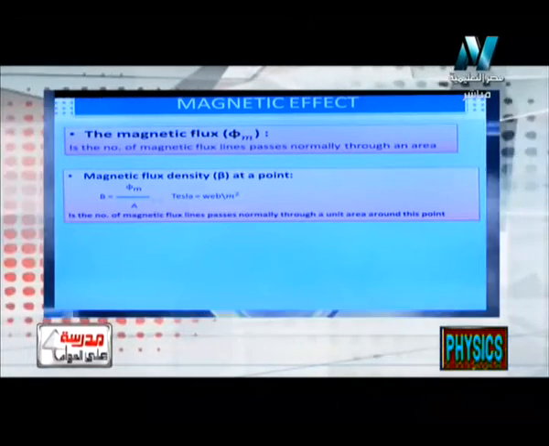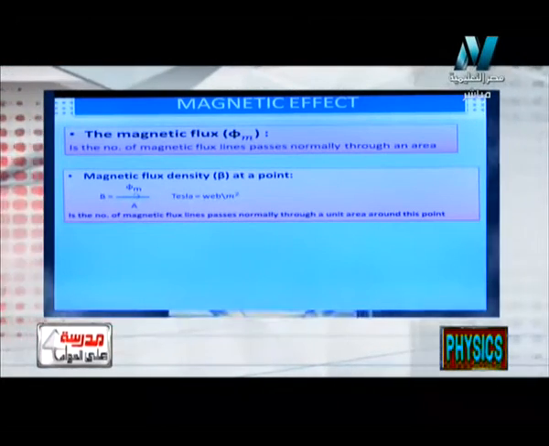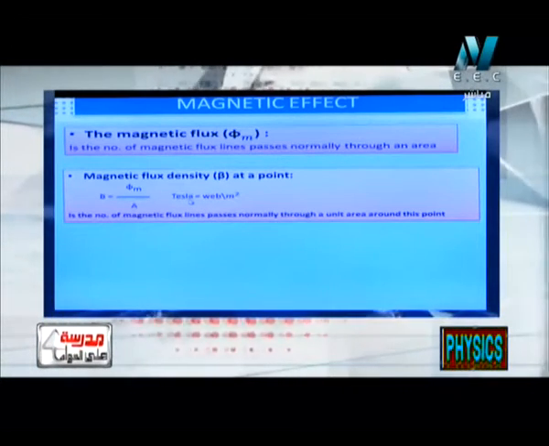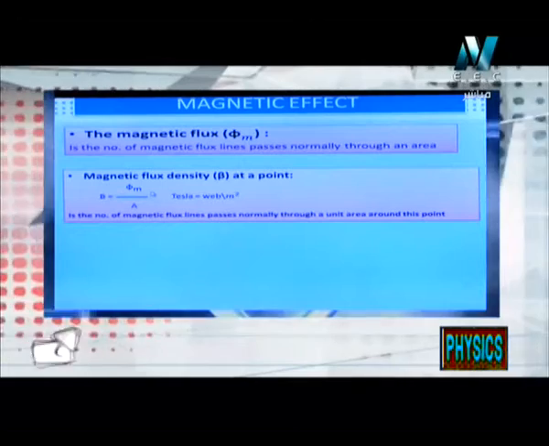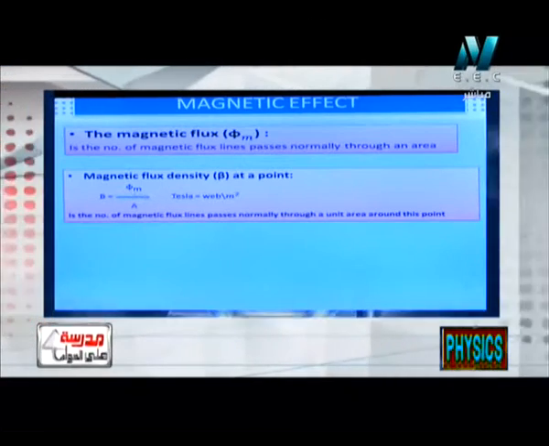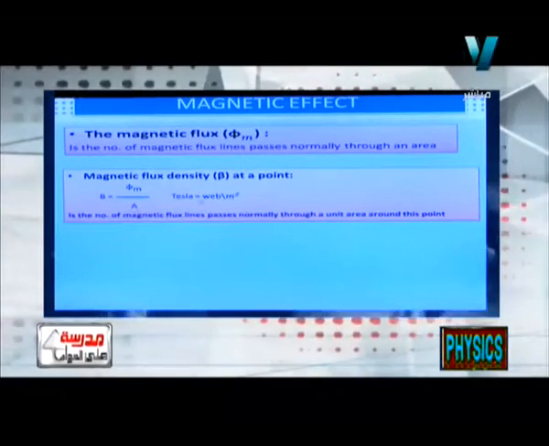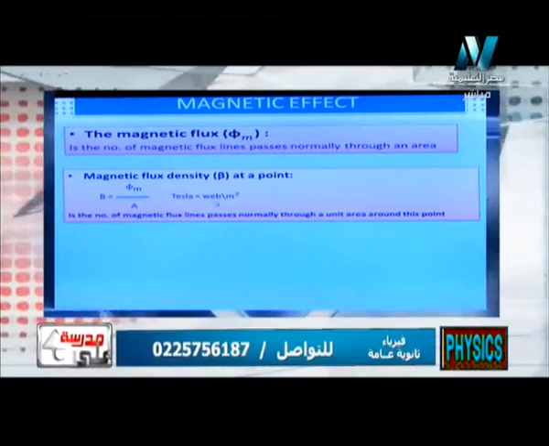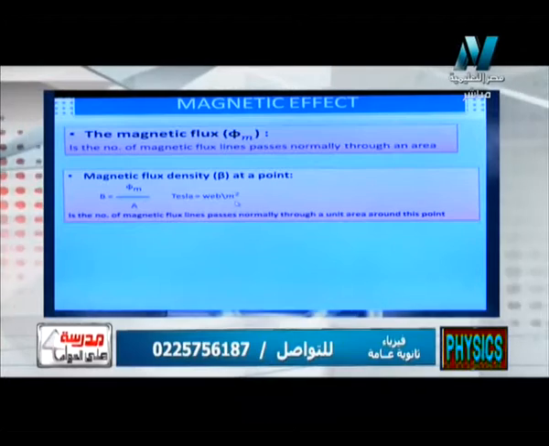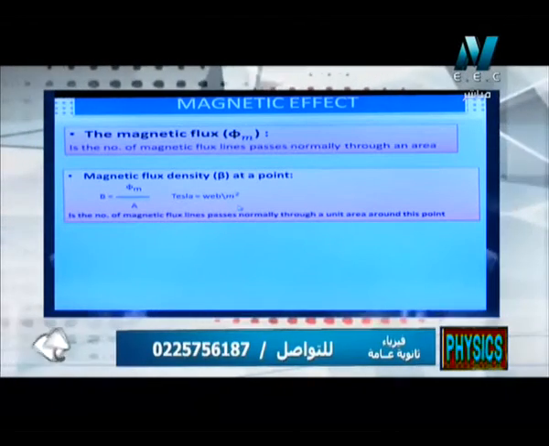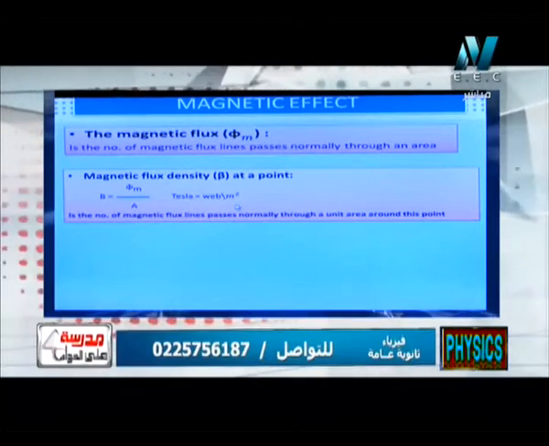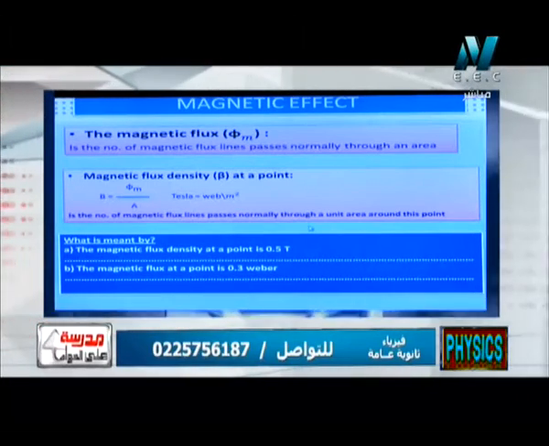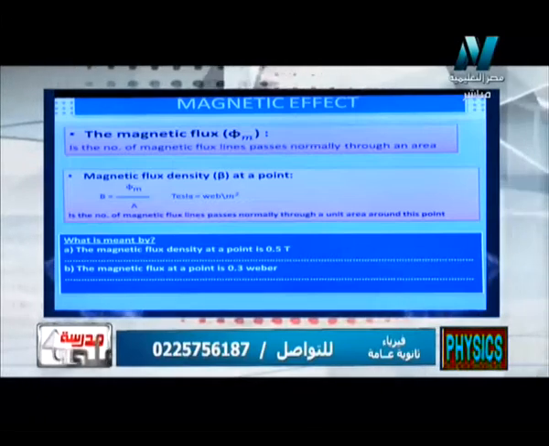So from here, we can conclude the units. Beta is measured by Tesla. From the rule, phi is measured by Weber, area is measured by meter squared. So here we can conclude that Tesla equals Weber per meter squared. Okay, here, what are the most famous questions about this part? Of course, the first question in our exam is what's meant by.